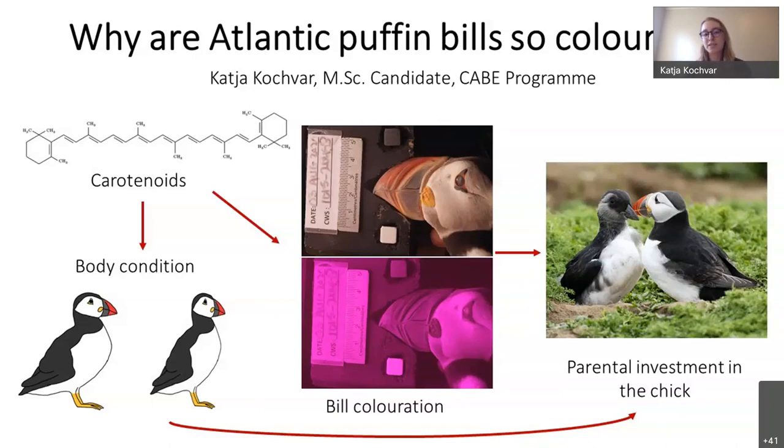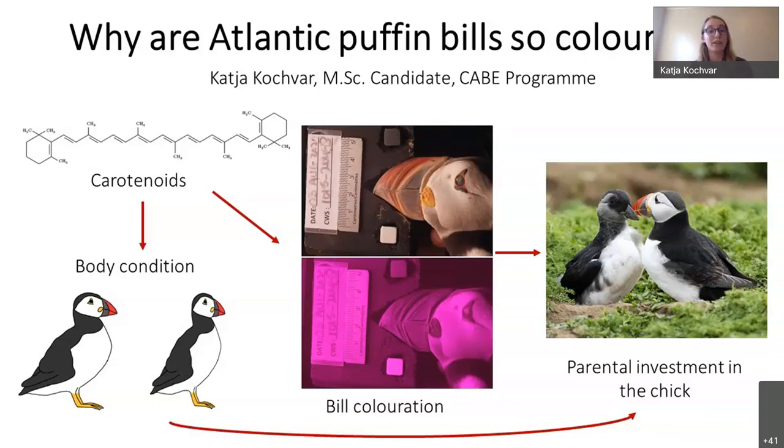So my hypothesis is that there is this link between the body condition, the puffin bill coloration, and how good of a parent they are. And the way this might work is through a biomolecule called carotenoids. And carotenoids are important because they give rise to the red-orange pigmentation of the bill, as well as ensure that the individual has a significantly good body condition.